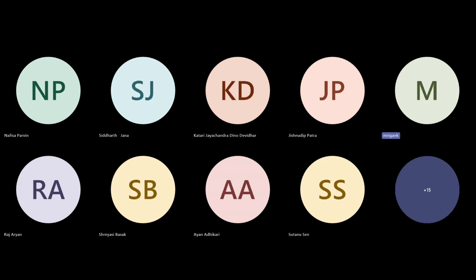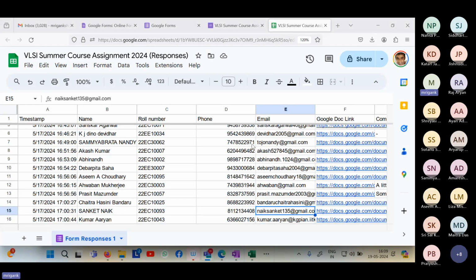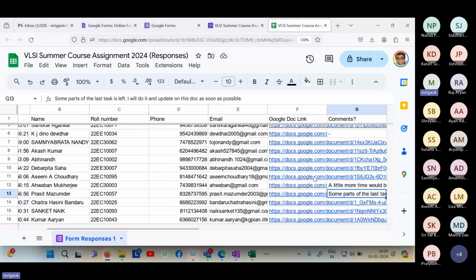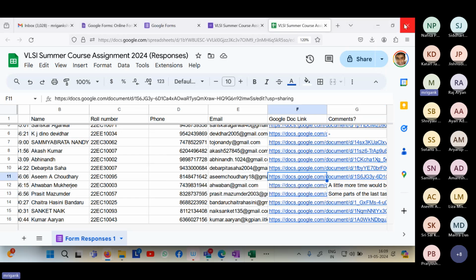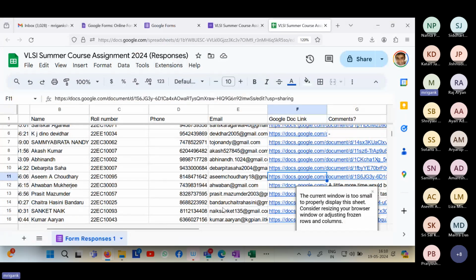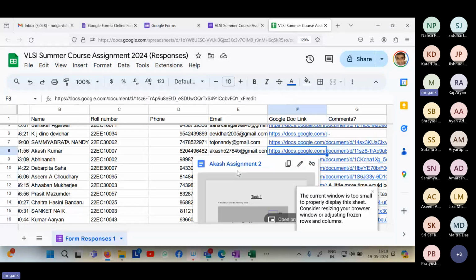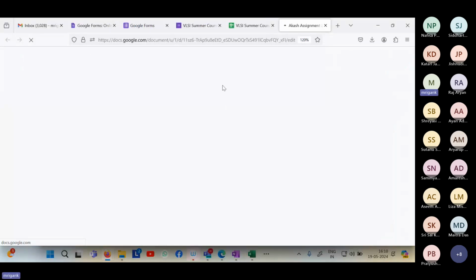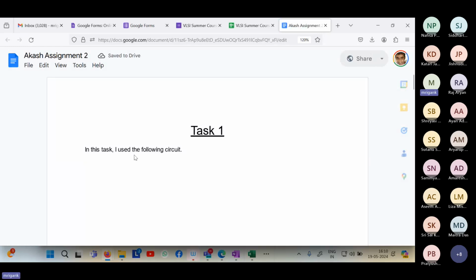View of the assignments and the kind of formats you people are using. This is an Excel sheet, which is from the submission form. And I'm going to open some of them and try to discuss exactly what is missing and how to fix it. So let's see, this is Akash.